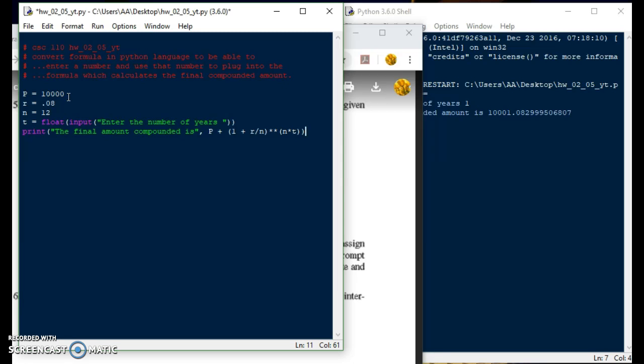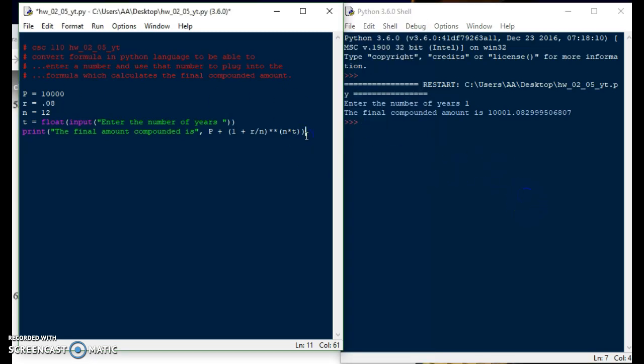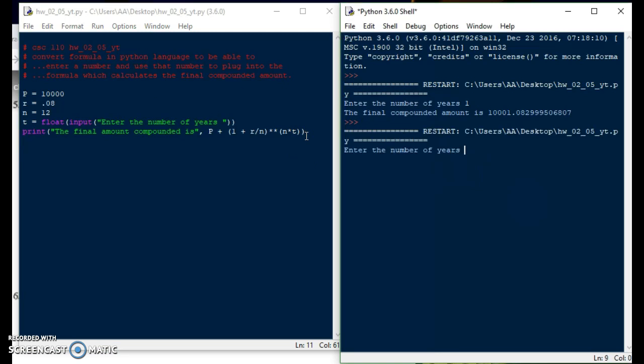Now try and run the program, and you should be able to see the output on this side. Alright. So with the number of years, when you go test it out, let's say 1. And so the answer will be 1001 point so and so. And that is it. Thank you for watching.